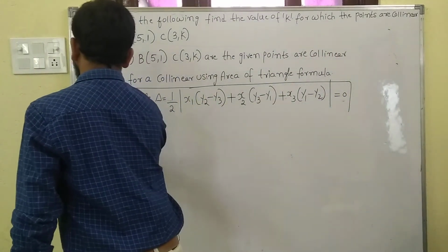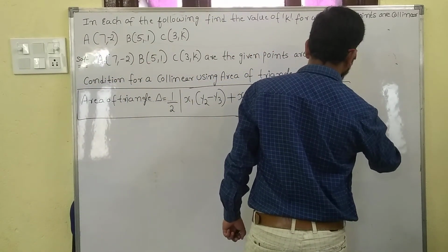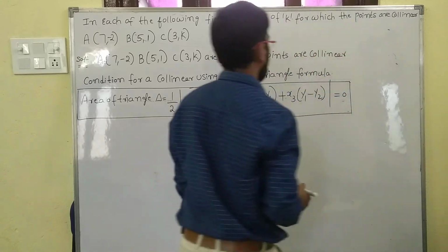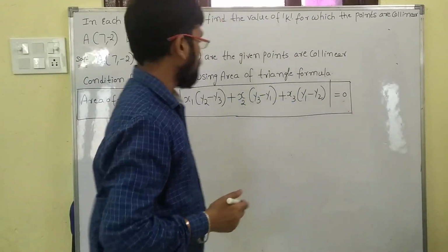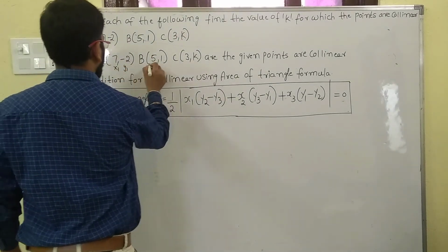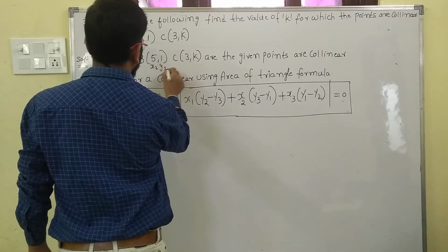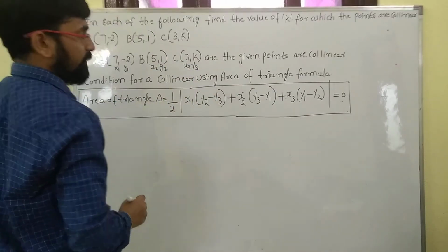Okay, the given points are collinear means this is the condition: area of triangle is equal to 0. Here, you can name the given points as x1, y1, x2, y2, x3, y3. Substitute in this area of triangle formula.